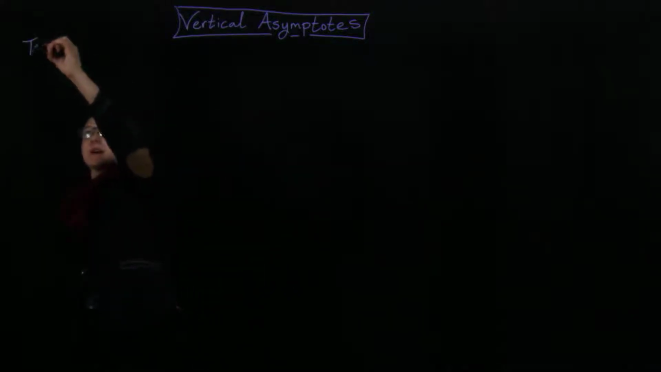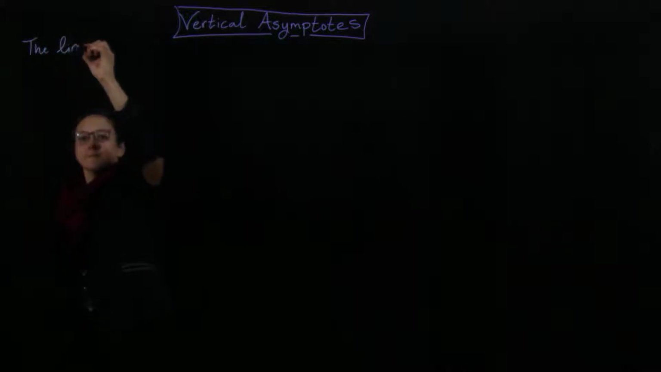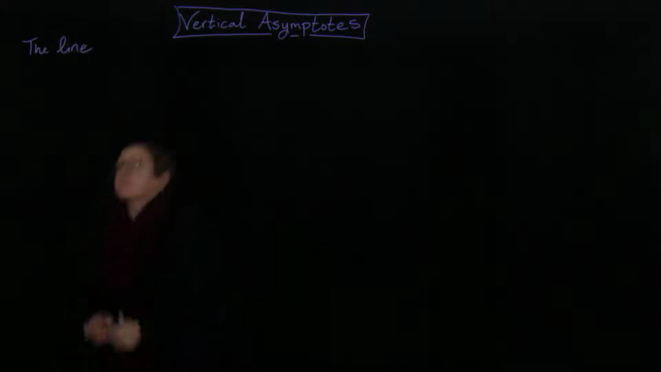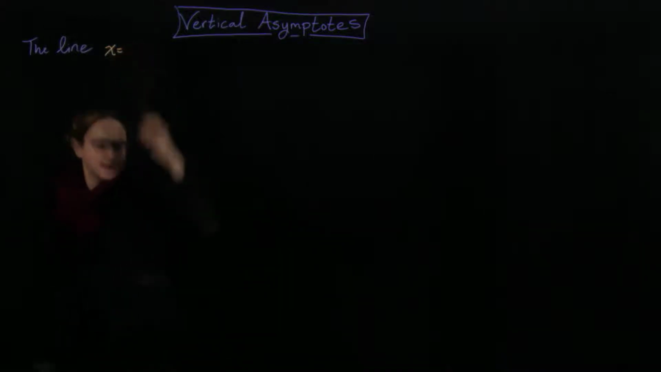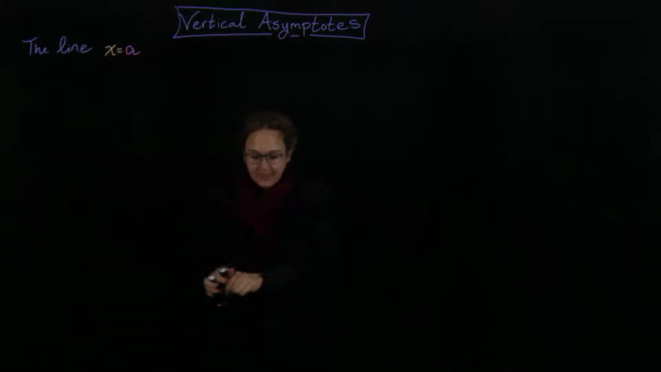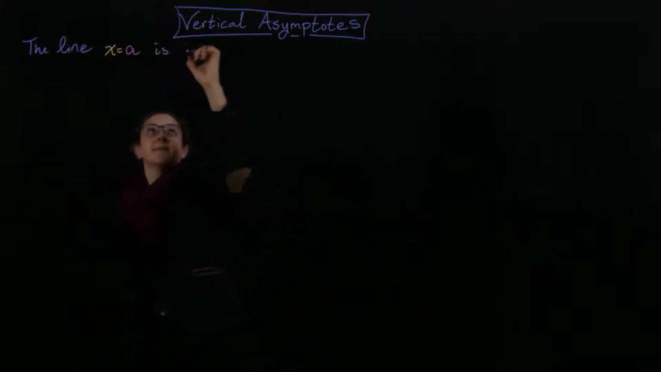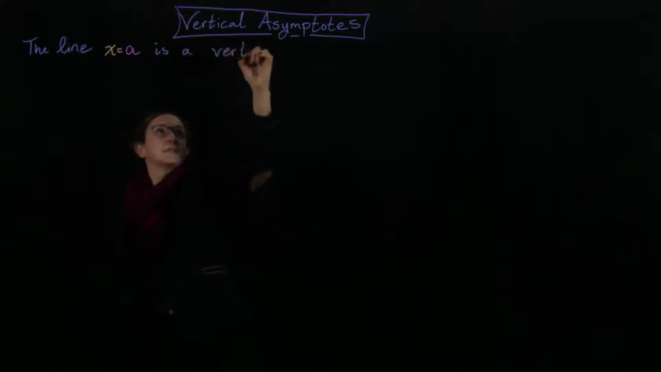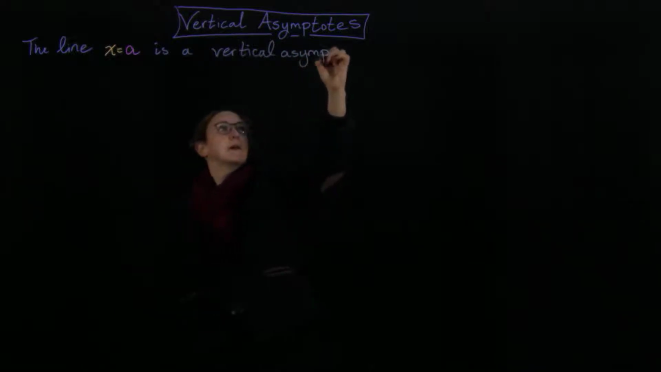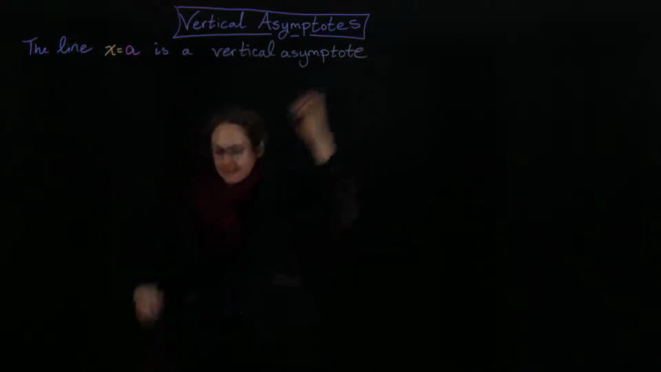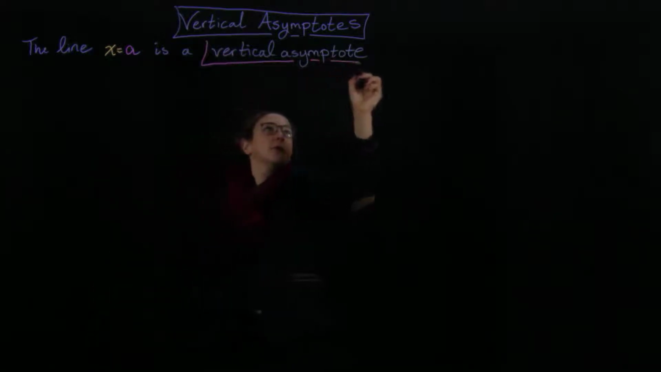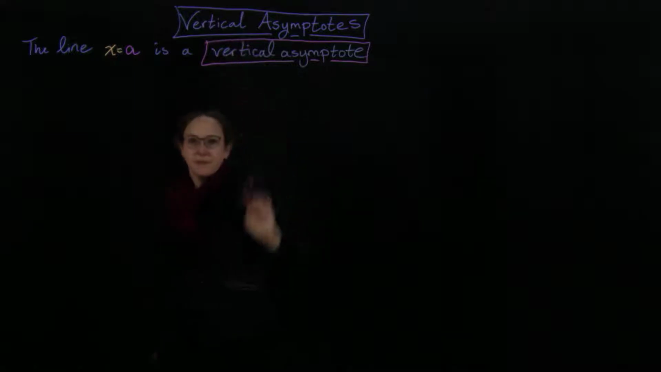Okay, so the line x equals a is going to be called a vertical asymptote. So x equals a is a vertical asymptote. Vertical asymptote. It's a funny word with a P in it that you can't hear. Sometimes you can a little bit, but often not.